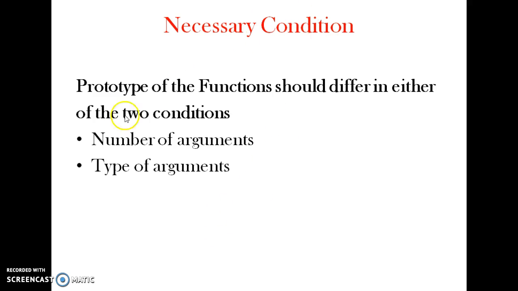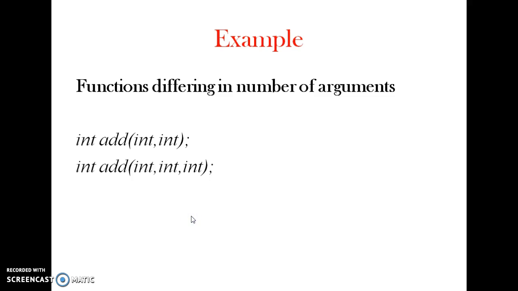These conditions are based on the prototype of the functions, which should differ in either of the two conditions: number of arguments or type of arguments. Here is an example where functions differing in number of arguments is being shown.